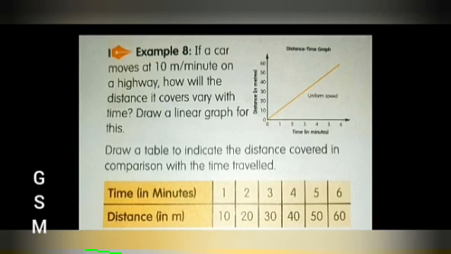Let us see an example. If a car moves at 10 meters per minute on a highway, how will the distance it covers vary with time? Draw a linear graph for this. Draw a table to indicate the distance covered in comparison with the time traveled. Then plot all coordinate points and join the line, then we get a linear graph.